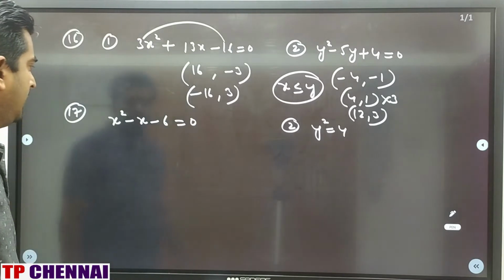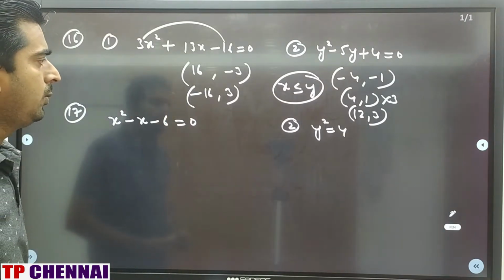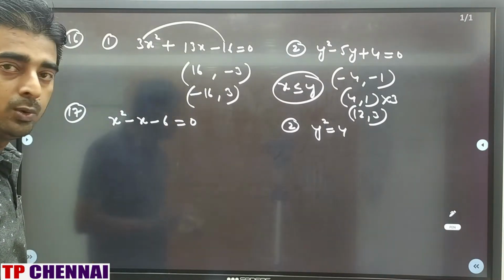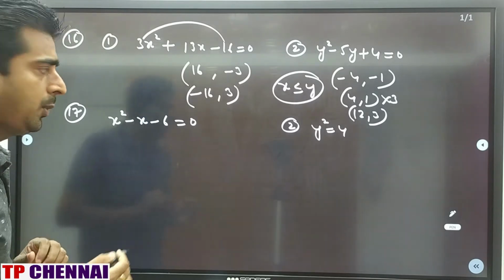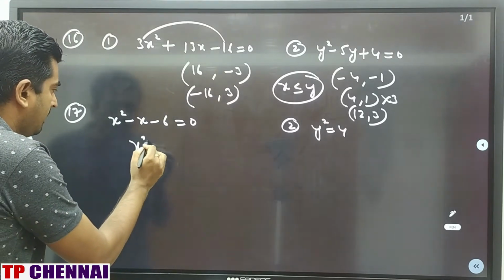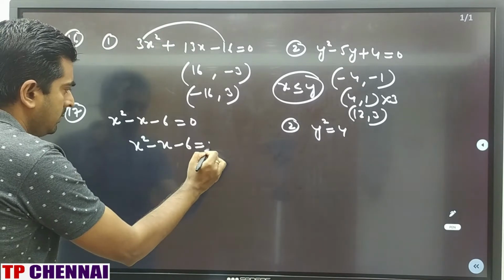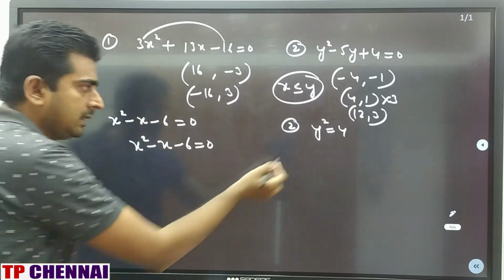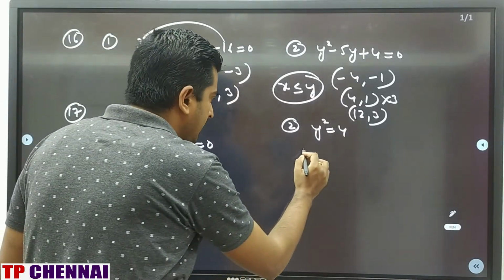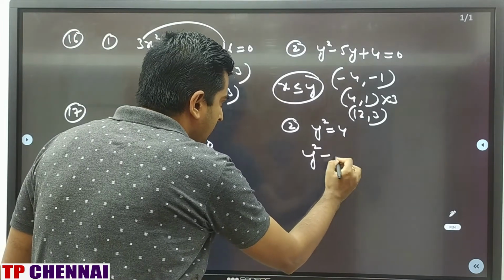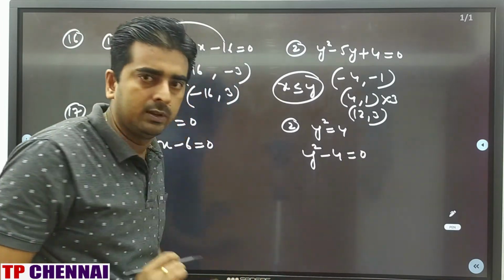Next one. X square minus x minus 6 is equal to 0. Y square minus 4. Y square is equal to 4. Right? Observation is very important. This is x square minus x minus 6 is equal to 0. This is also a quadratic equation. This is also a quadratic equation. If I transpose and write this equation as y square minus 4 is equal to 0, I don't think there is any wrong in that.